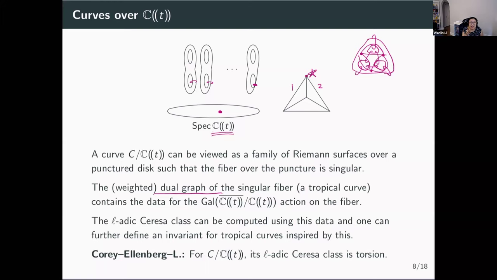And this data actually tells you the action of the absolute Galois group of the base acting on the geometric fundamental group. So using this information, you can actually calculate the l-adic Ceresa class corresponding to this curve. Because, as we just discussed, the Ceresa class comes from this monodromy data. And if I know the full information of the Galois group action on the geometric fundamental group, then I can calculate this l-adic Ceresa class. That's not very surprising, right?